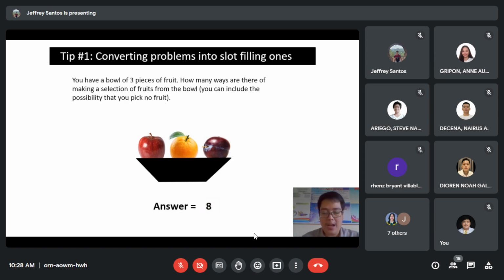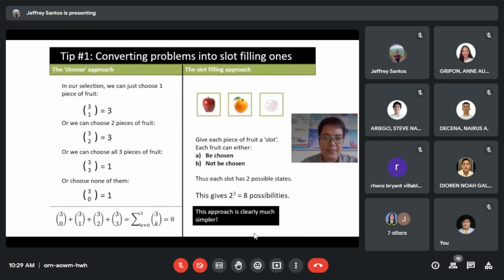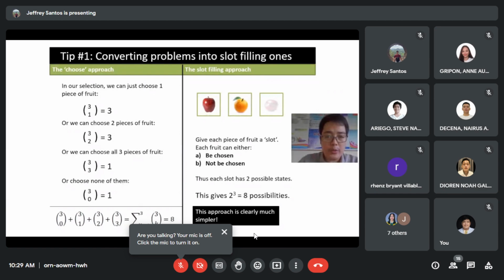Now, the question here is how did the answer become 8? So let's discuss. If we use the choose approach in our selection, we can first choose one piece of fruit, so we have the combination of 3 taken 1 at a time. If you simplify, that's equal to 3. Or we can choose 2 pieces of fruit, so the combination of 3 taken 2 at a time. The answer is still 3. Or we can choose all 3 pieces of fruit, so the combination of 3 taken 3 at a time is always equal to 1. Or choose none of them, as stated in the problem. Combination of 3 taken 0 at a time is also 1. So now, using the choose approach, we get the sum of those possibilities: 3 plus 3 plus 1 plus 1, that's why our answer is 8.